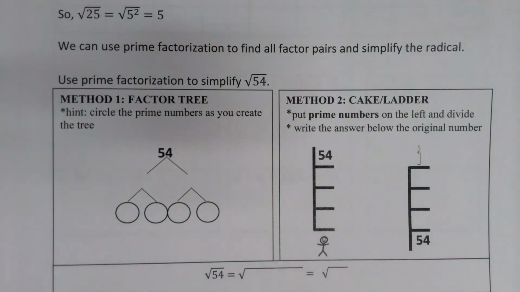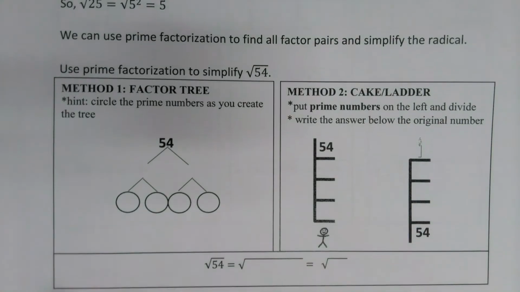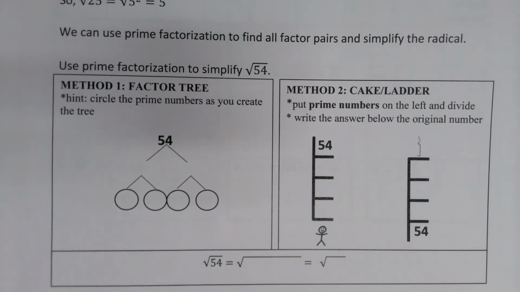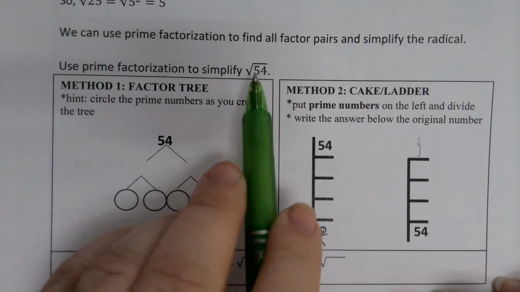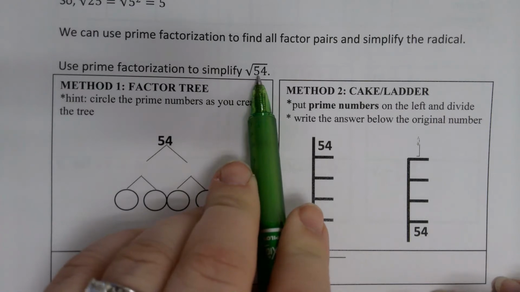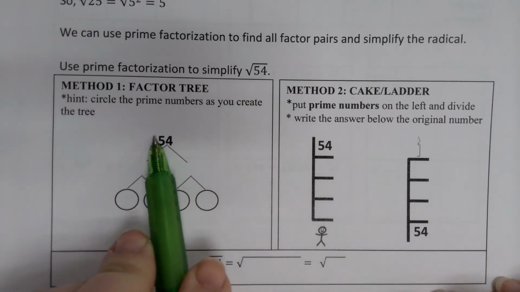Now there's 2 different methods we're going to use. You may choose whichever method you'd like, and I'll alternate my notes so that you can see an example with both of them. To simplify the square root of 54, our first method is a factor tree.